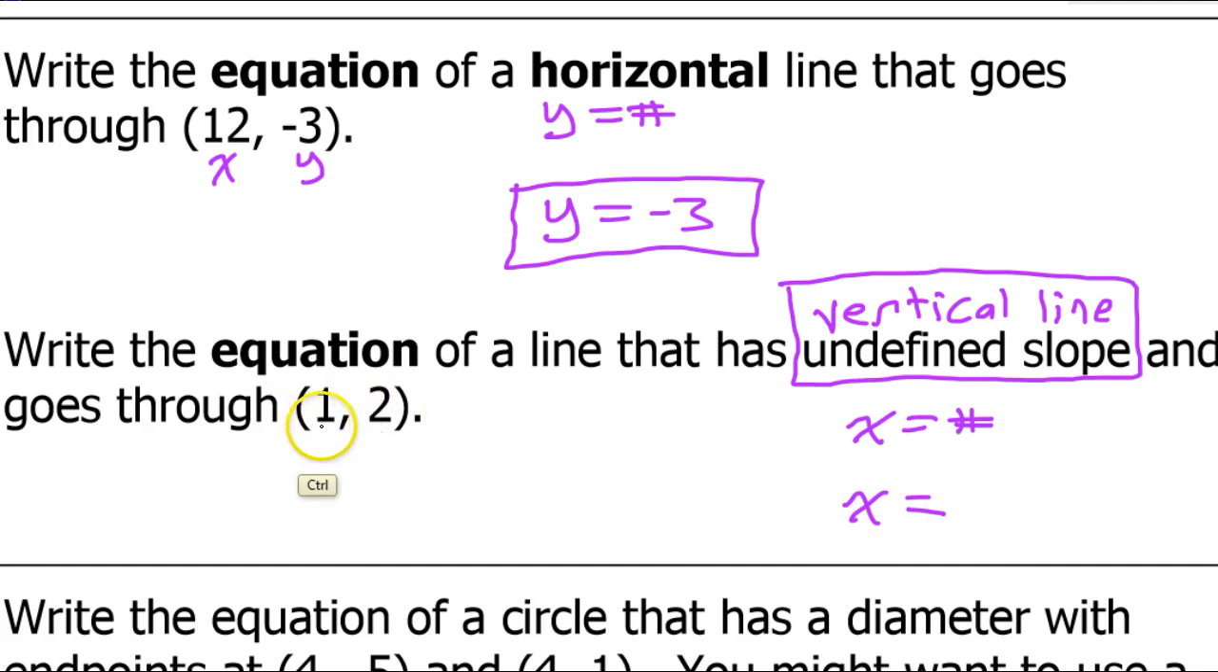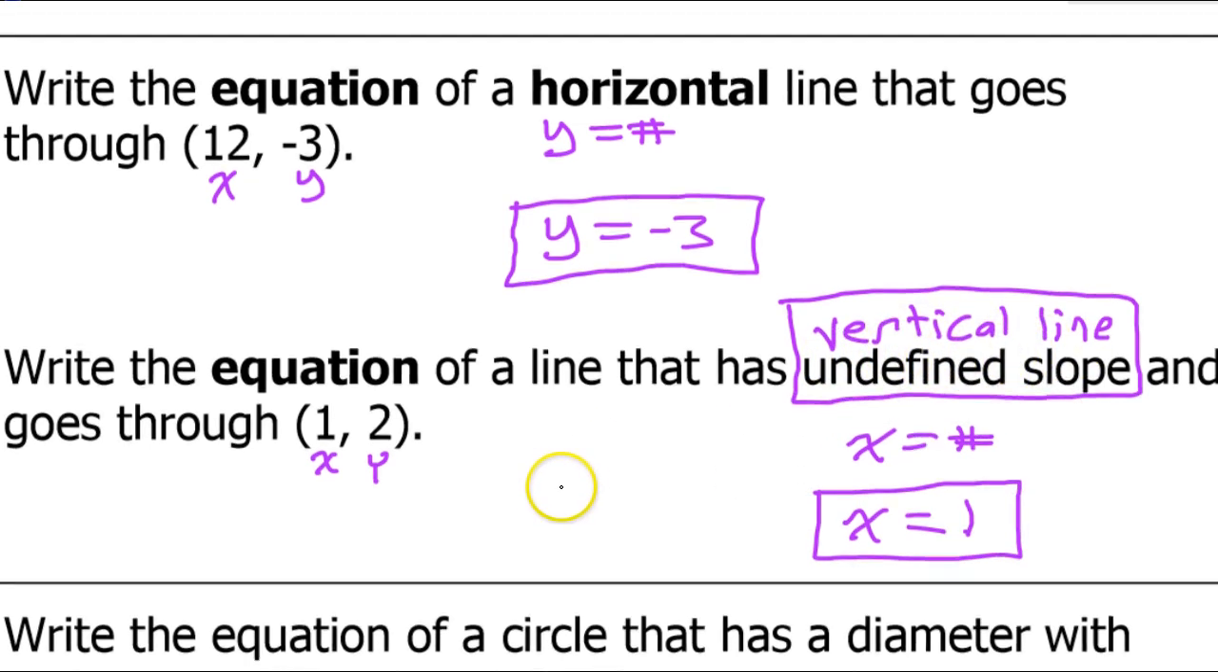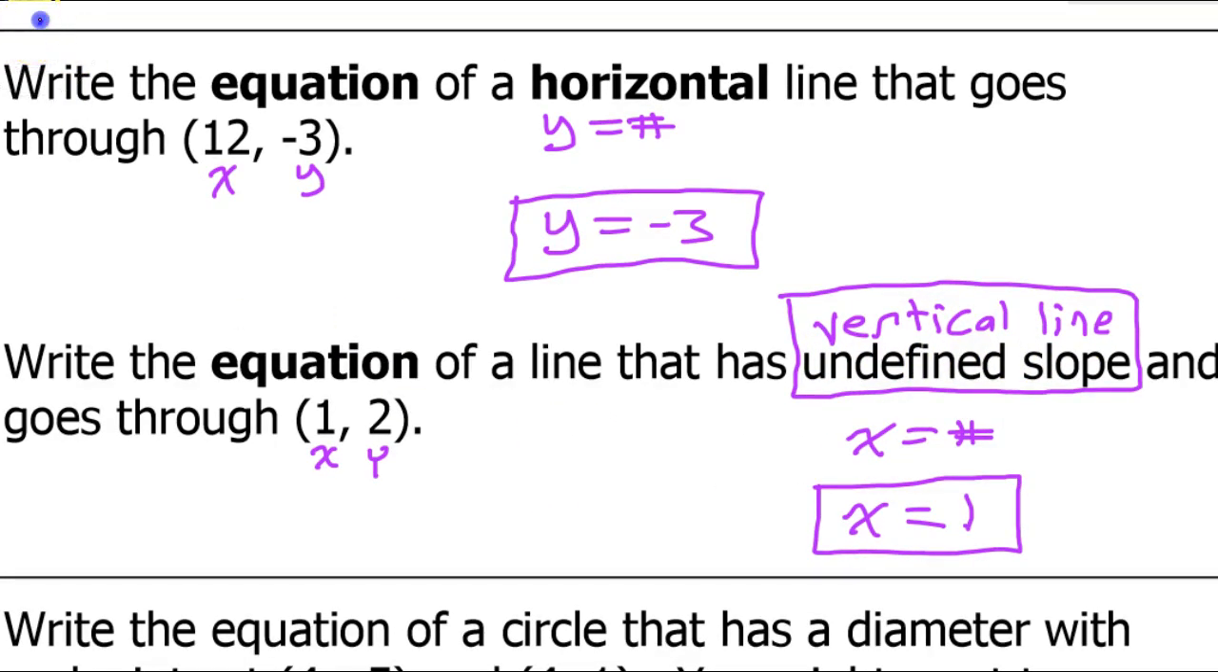Well, look, this is the x value, this is the y value. So obviously I'm going to use the number 1, x equals 1. Boom, that's it. This is the equation of a vertical line, a line that has an undefined slope. So that was problem number 4A. I forgot to put that at the beginning, but that was number 4A.